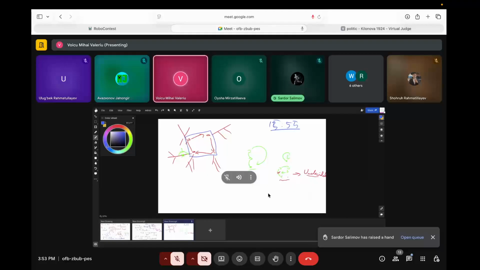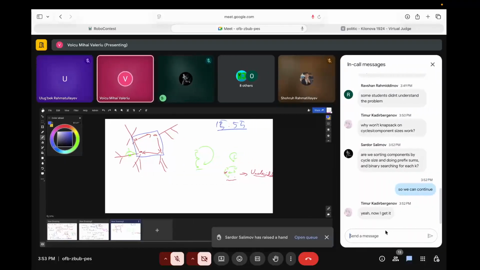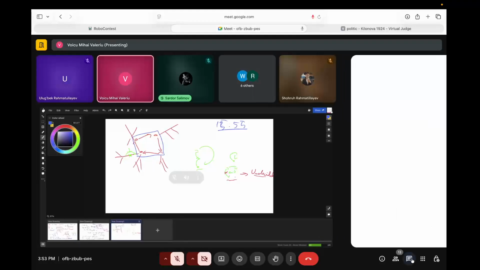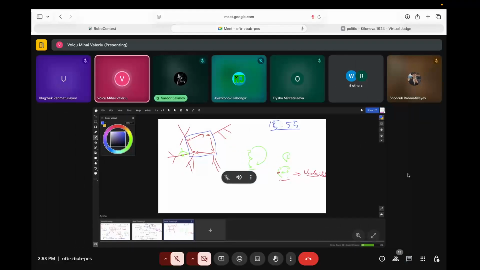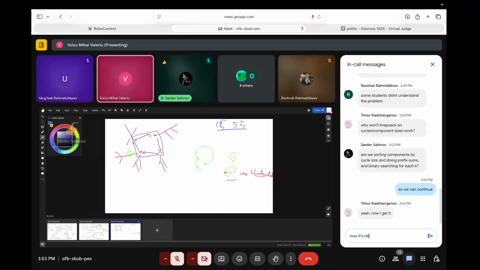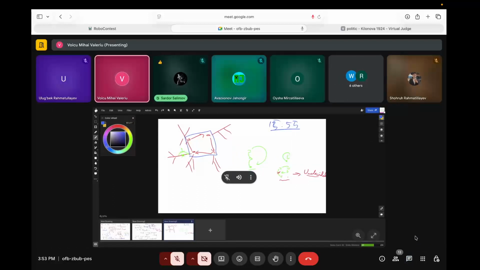Wait, someone raised a hand. Oh, why did I not hear that? Okay. So we can start. Is the problem statement clear? Because I understand why it might be a bit too convoluted. It's clear. Hooray!